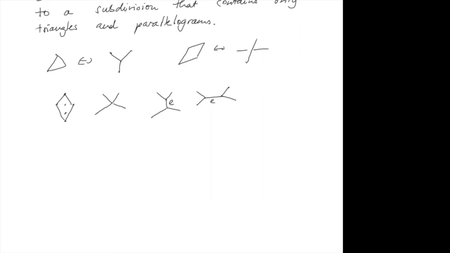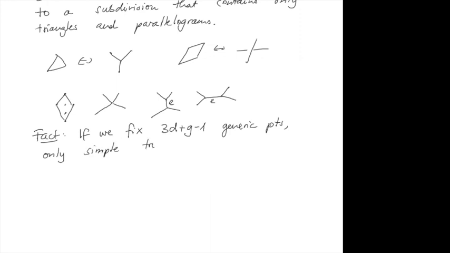And that's also the reason behind the following fact. If we fix 3D + G - 1 generic points, only simple tropical curves of degree D and genus G pass through them.